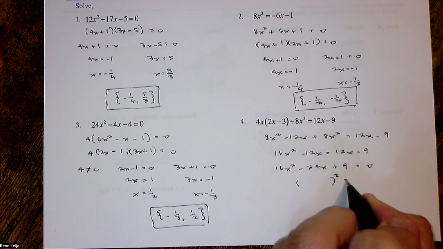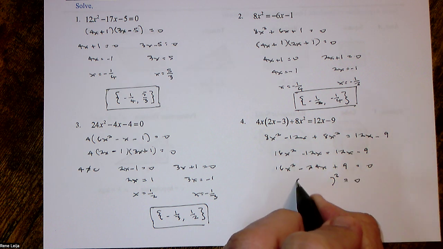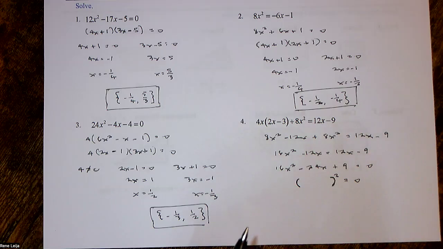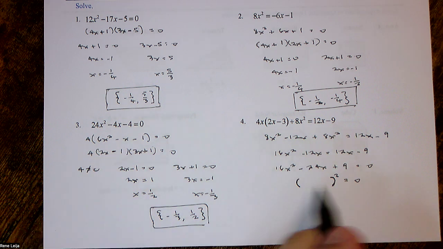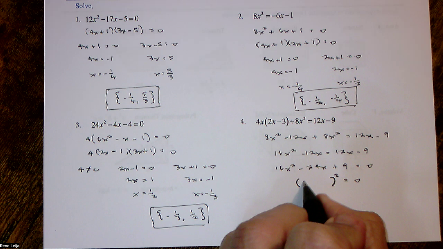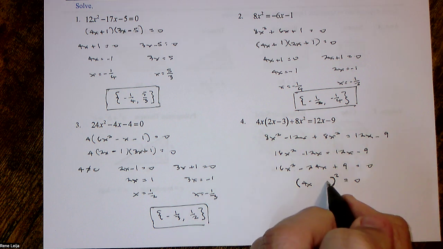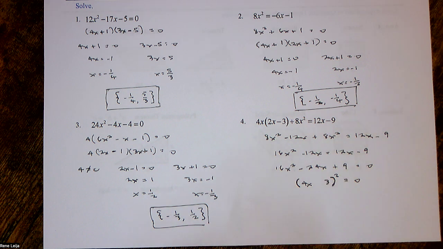Again, this is one of those things that I went over in chapter 2 in the review section over factoring. So you might want to give it a look. Okay, so what do I square to get a 16x squared? Well, that would have to be a 4x. What do I square to get a 9? And that would have to be a 3.